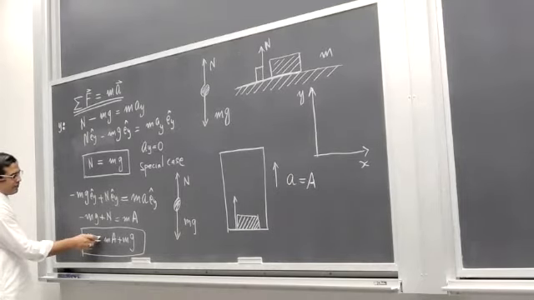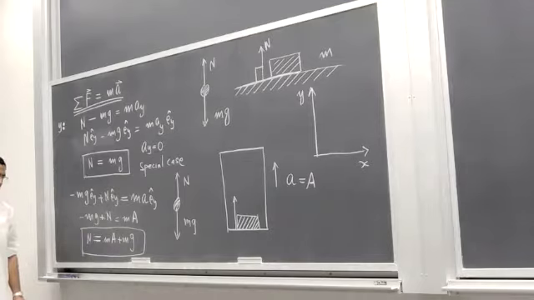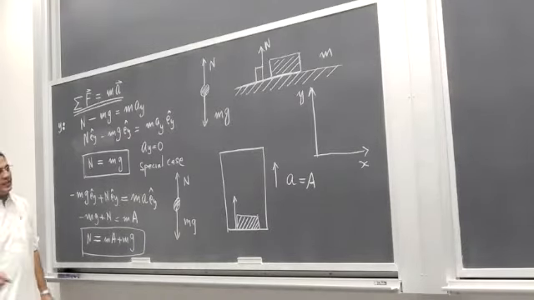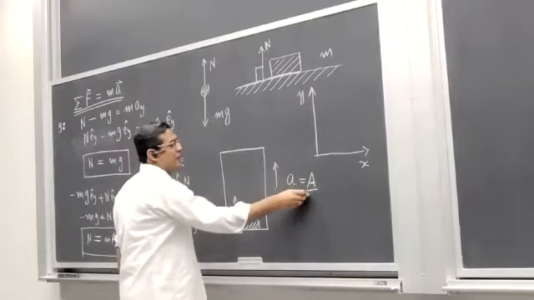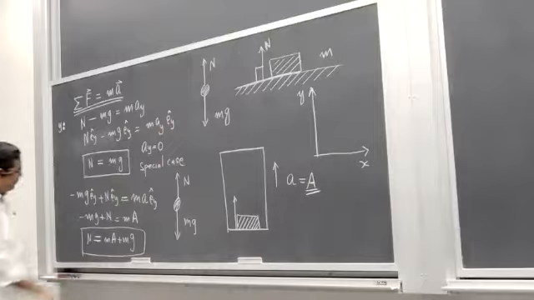Now, is the normal force larger than the weight or smaller than the weight? Anyone? So it's larger. Smaller. Larger. Why smaller? Let me say it more clearly. The elevator is accelerating upwards and the acceleration is positive in our coordinate system.